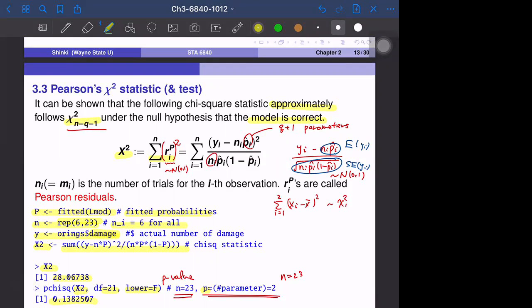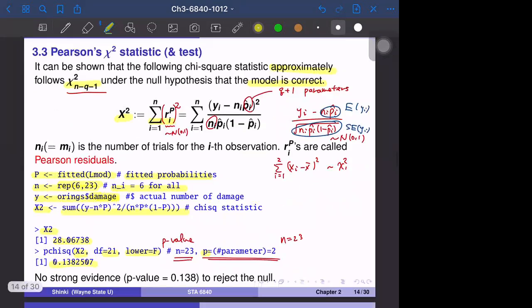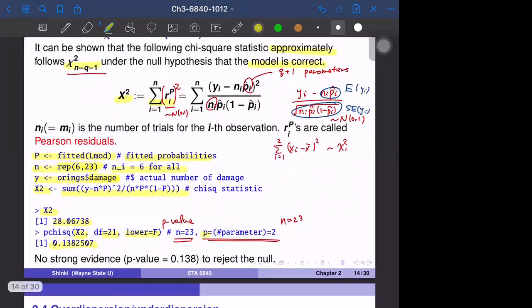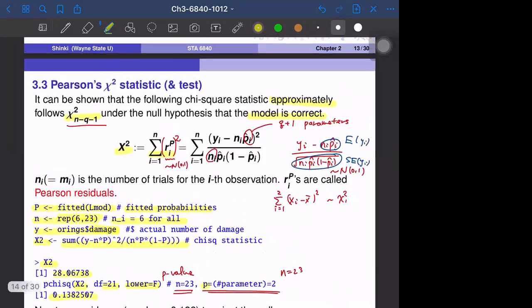But again, this uses a different approximation. This uses the normal approximation of yi. So the number is not exactly the same. The p-value is not exactly the same as in section 3.2.